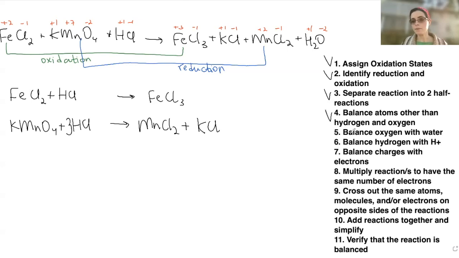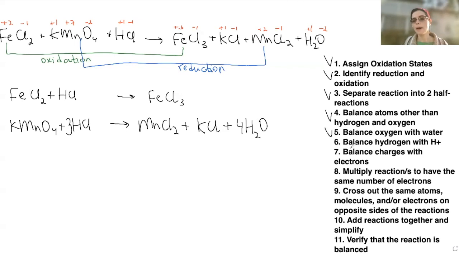Number 5, balance oxygen with water. For the oxidation part, we don't have any oxygens to balance, so we can continue. For this part, we have 4 oxygens on this side, no oxygens on this side. So let's add 4 molecules of water, because each molecule of water contains 1 oxygen. So to make up for 4 oxygens, we need to add 4 molecules of water.